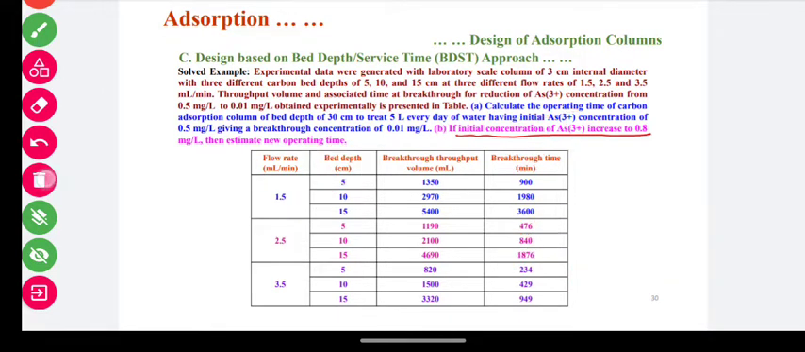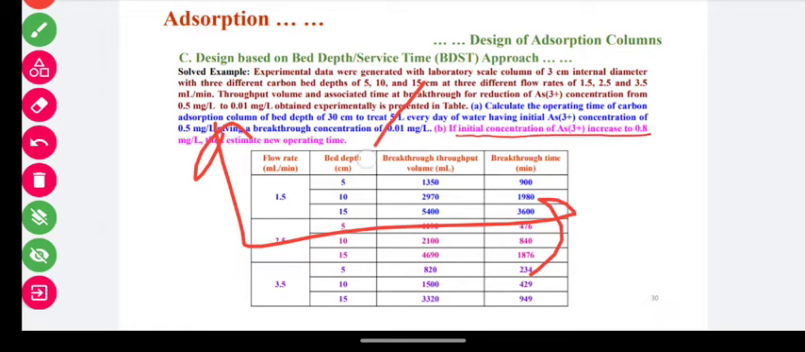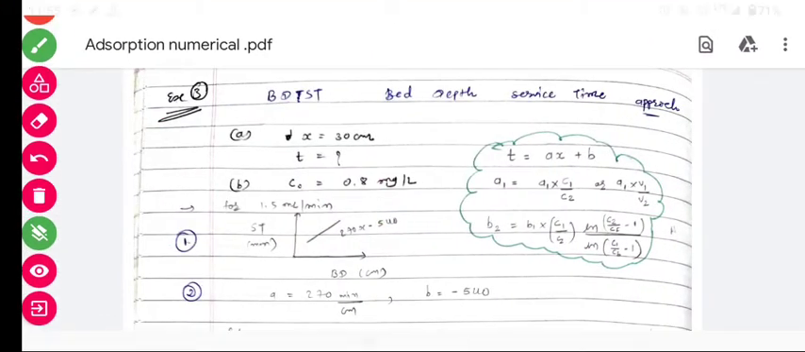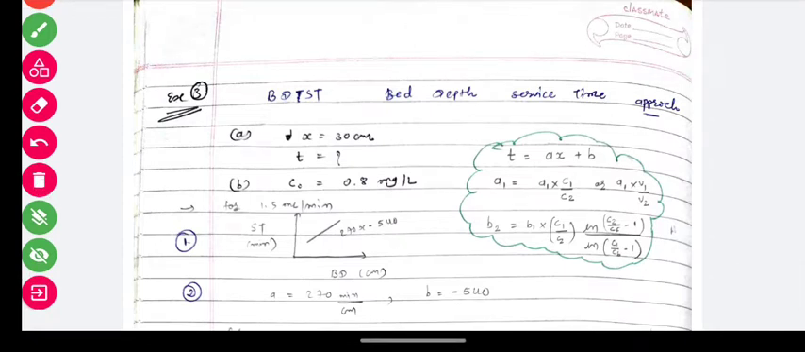So this will be your graph. The graph will be something like this. It will intersect in the negative. Here is the 0, and here is some negative value. So depth is given to you, and T we have to find out. For the B part, C0 is 0.8, and at that time we have to find out the T.